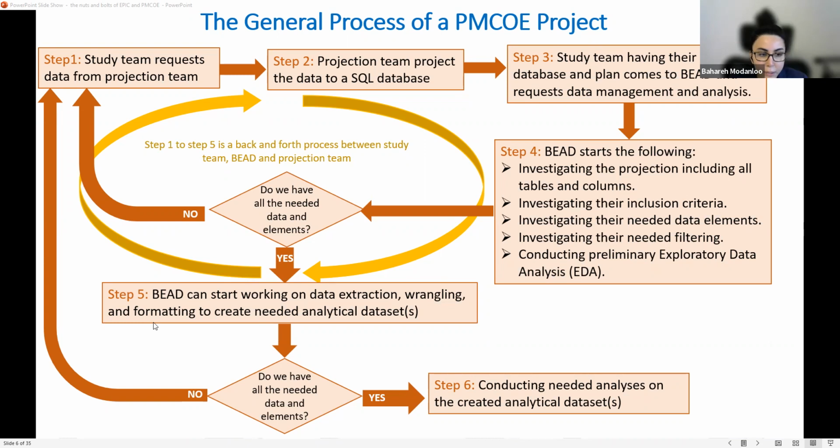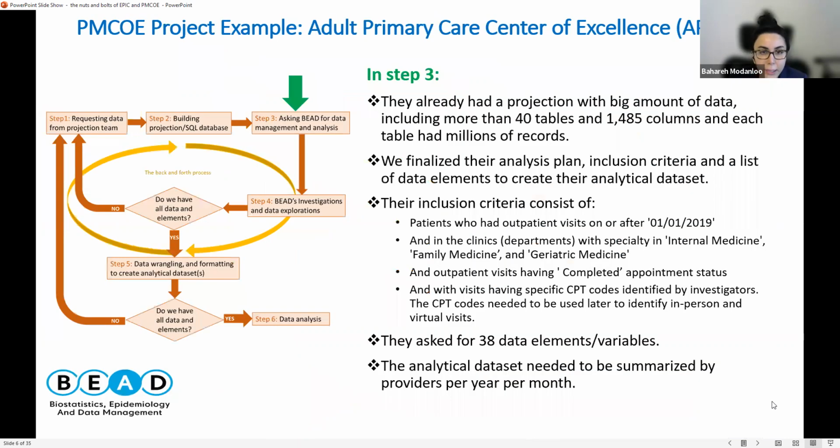Anyway, finally, when we are done on step 5, and the answer to the question of whether we have all the needed data and variables is yes, we can proceed to step 6, which is conducting data analysis. So let's look at one real example, step by step, with real case examples, so you understand the whole process better. We are going to start at step 3 because, as I mentioned, this is where BEAD Core usually gets involved.